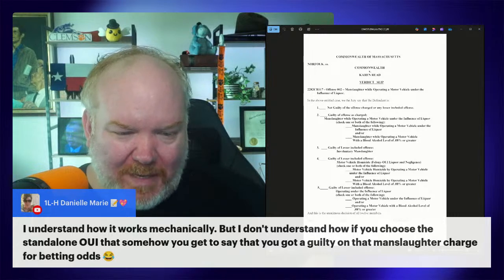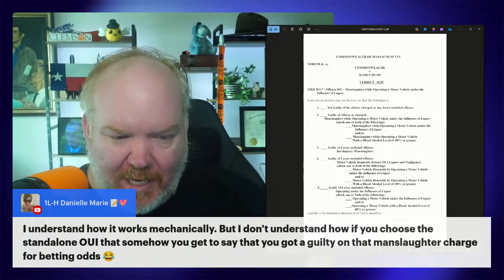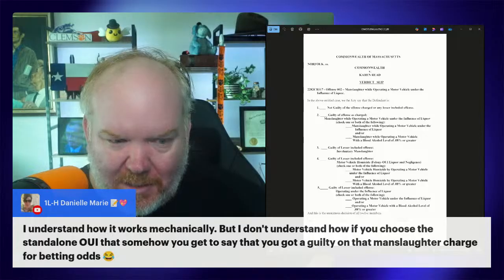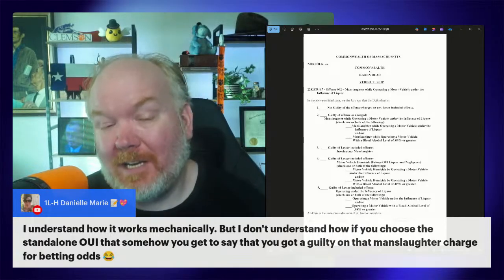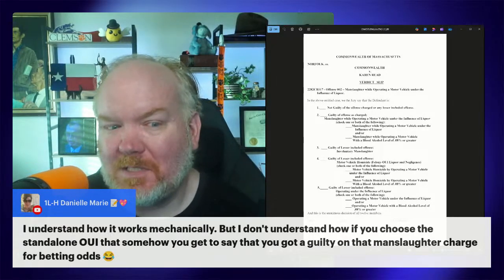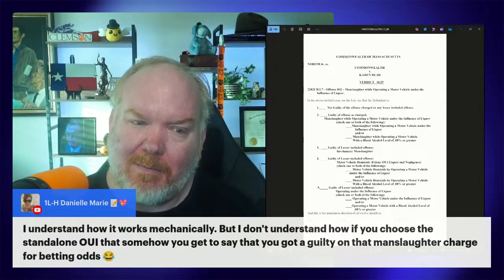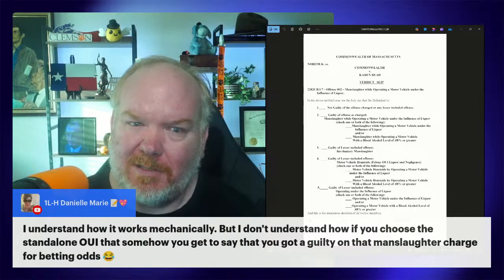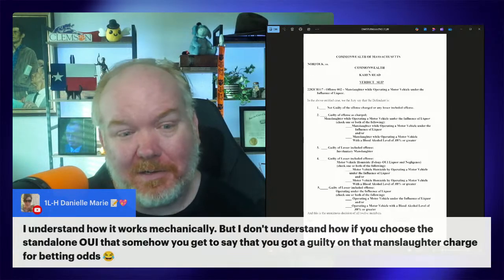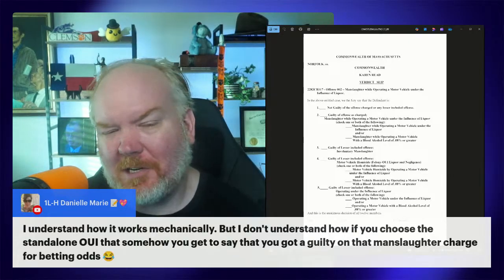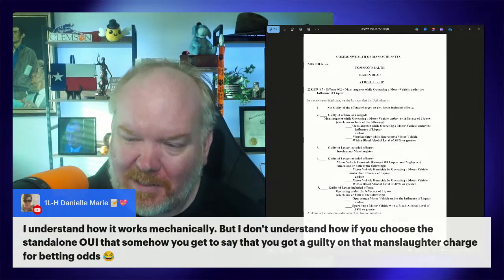I understand how it works mechanically, but I don't understand how, if you choose the standalone DWI, somehow you get to say guilty on the manslaughter charge for betting odds. Well, the way it was written, it wasn't the manslaughter charge. It was much more specific, the way it was written in the Polymarket. So I think they're okay for the betting pool because I don't think it was charged too. I think it was much more specific the way it was phrased.